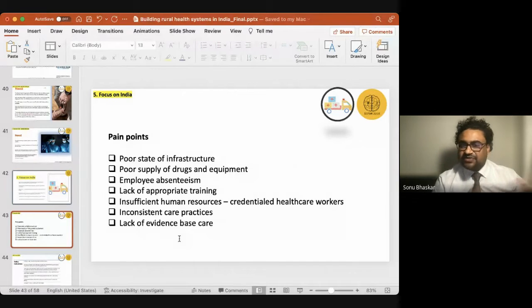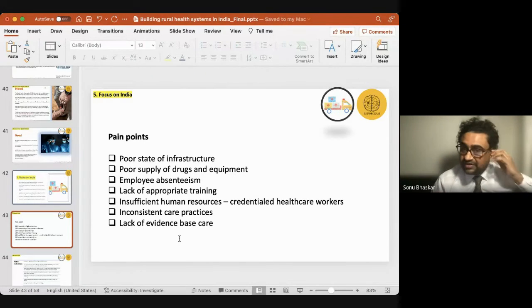And in the last couple of days, I've been talking to a lot of my friends in India. Some of these pain points are the poor state of infrastructure in rural India, which dissuades patients from going there. Patients don't feel safe that accessing services in the local village will be appropriate for them. They travel much farther to the city hospitals to gain those services. Poor supply of drugs and equipment. Even though you have doctors in some places, there is an insufficient supply of drugs and necessary equipment to provide the best of services.